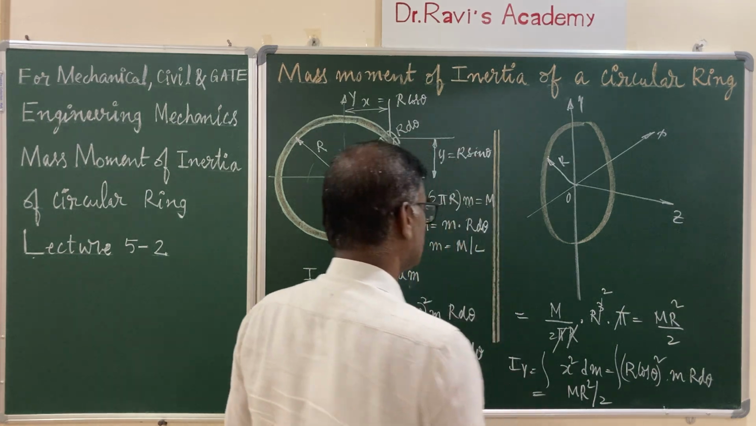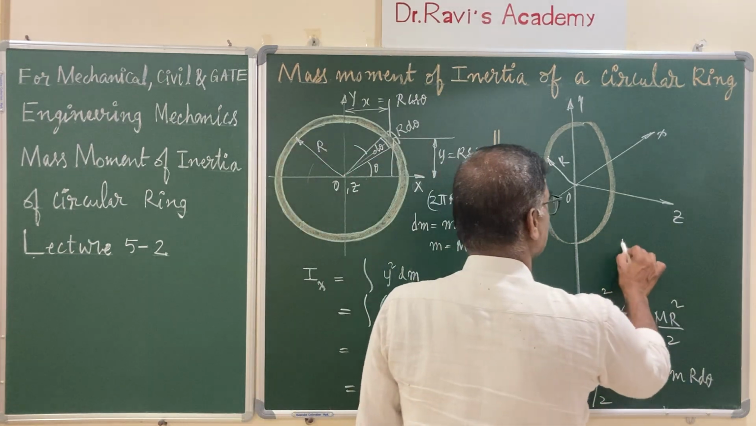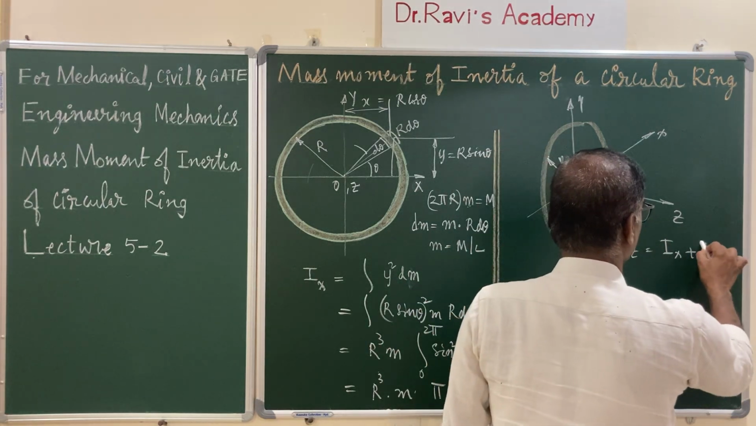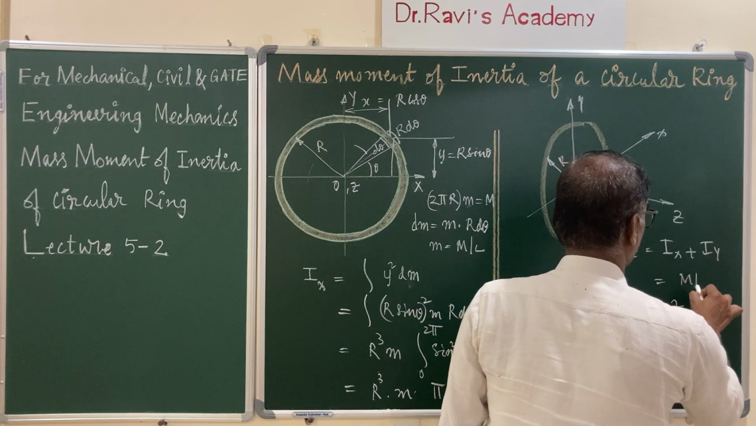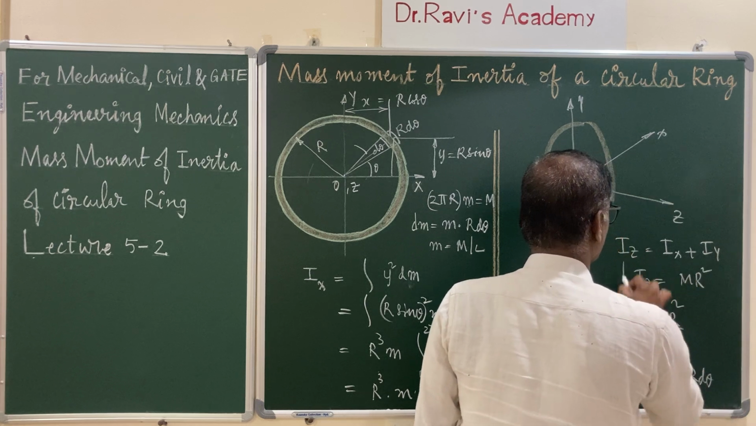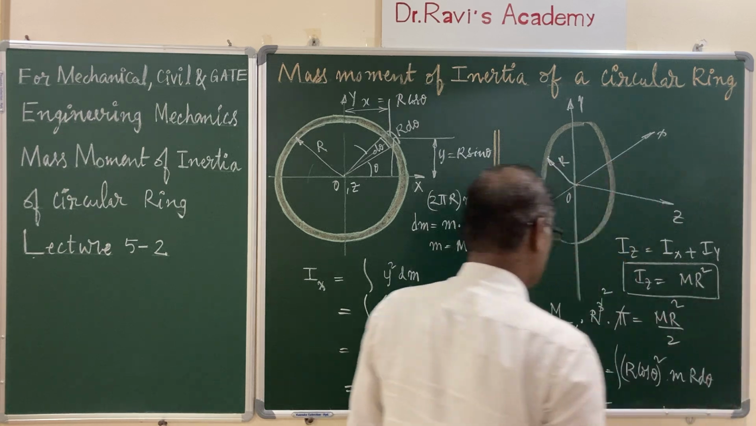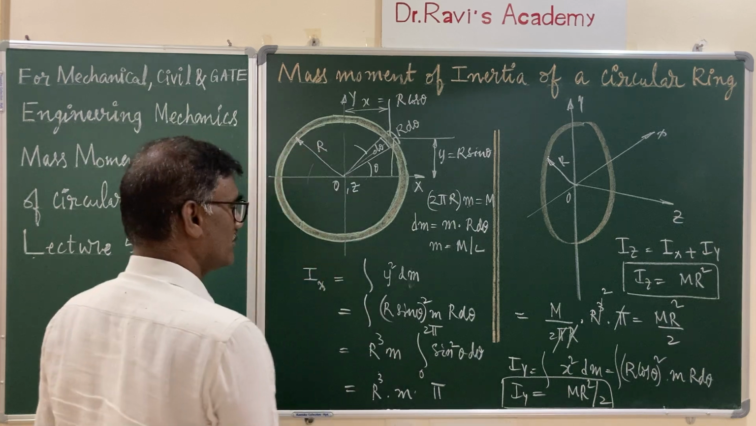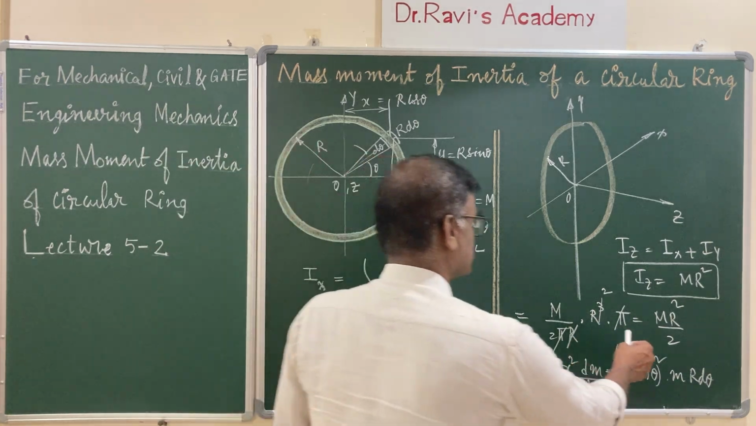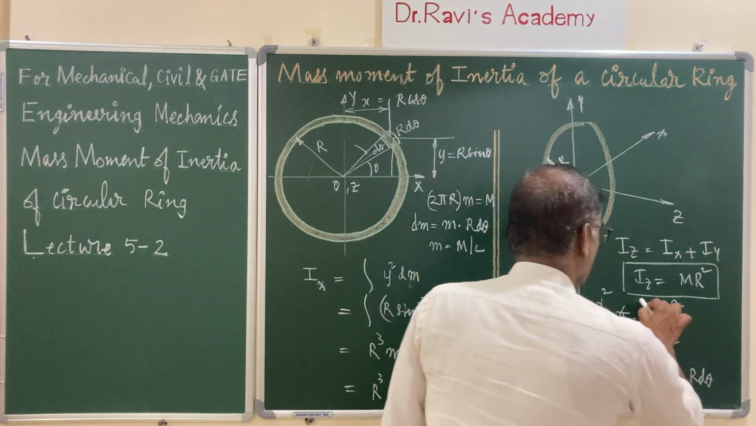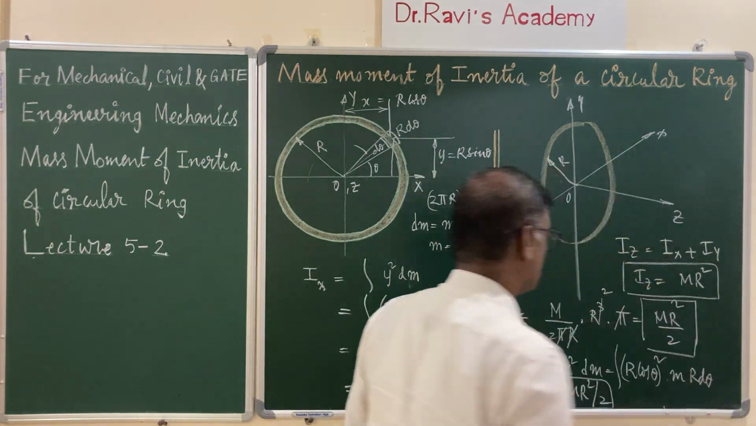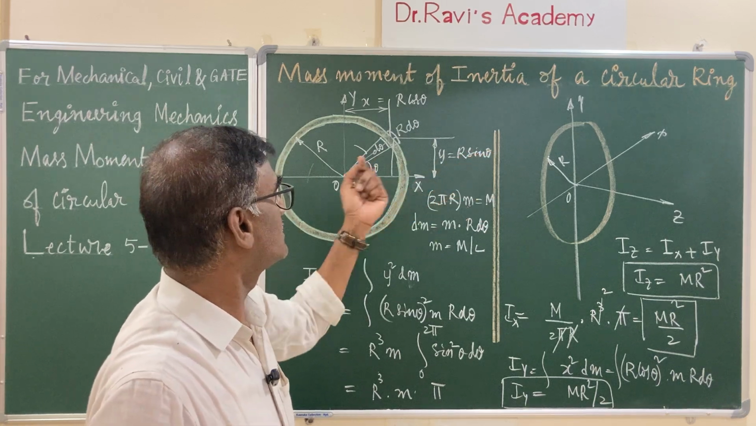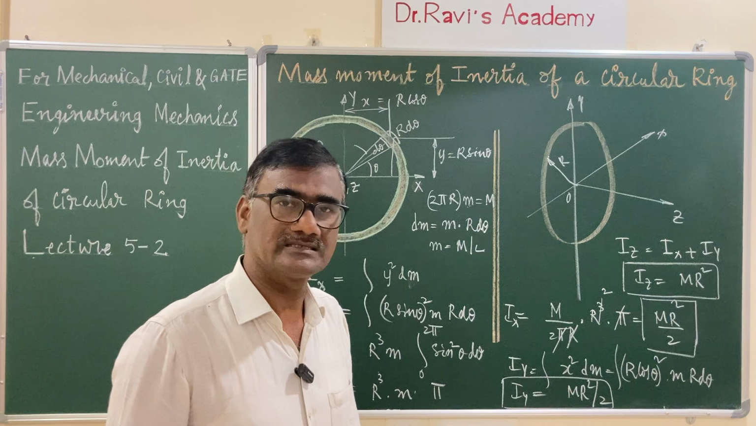So after knowing this Ix and Iy, you can calculate Iz. Iz is equal to, using the perpendicular axis theorem, Ix plus Iy, and it is M r square. The moment of inertia about the axis of rotation is M r square, the moment of inertia about the y-axis is M r square by 2, and the moment of inertia about the x-axis, that is Ix, is M r square by 2. So you got all three values, and this is exactly the moment of inertia of a circular ring about the centroidal axes. You have the centroidal x-axis, y-axis, as well as z-axis.